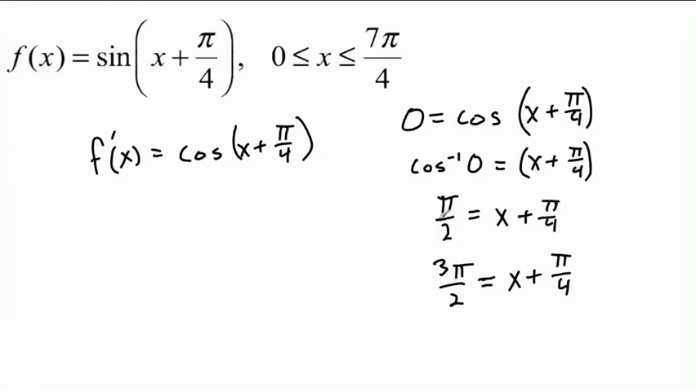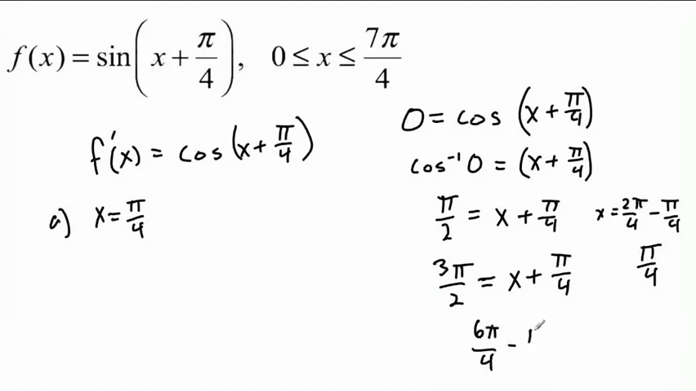Now, I'm going to subtract pi fourths from both sides. So you end up getting x equals, now pi halves is going to be 2 pi fourths, and we're going to subtract pi fourths. So 2 pi fourths minus 1 pi fourth is just going to be pi fourths. So one of the places is going to be x equals pi fourths. I'm going to call this a, because a is going to be anywhere where the derivative is 0. Now, for this next one, I'm going to subtract pi fourths from both sides, which gives me 6 pi fourths minus pi fourths, and that's going to be 5 pi fourths. So I'm going to put 5 pi fourths in here too.